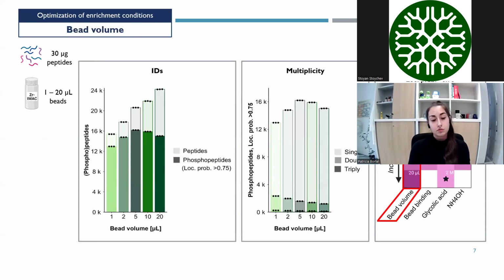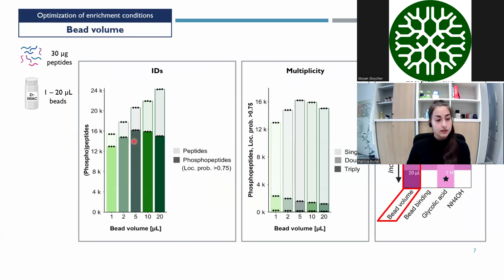Then during the enrichment process itself, we first evaluated the bead volume. So it is generally known that you shouldn't use a too high bead volume because that can lead to a lot of unspecific binding. And that was what we also observed. So we saw that with our standard input amount of 30 micrograms of peptides, when we used 5 microliter of the beads, we got the highest phosphopeptide identification numbers.